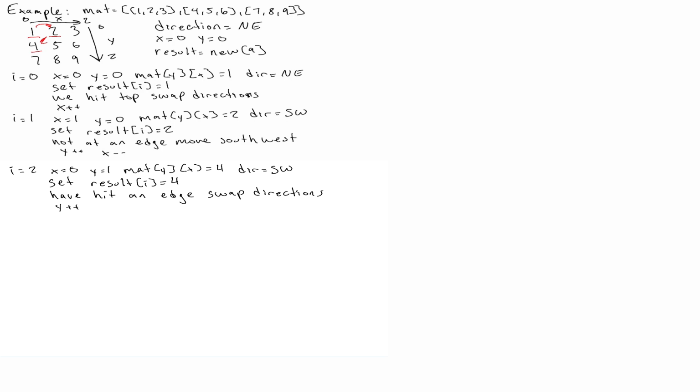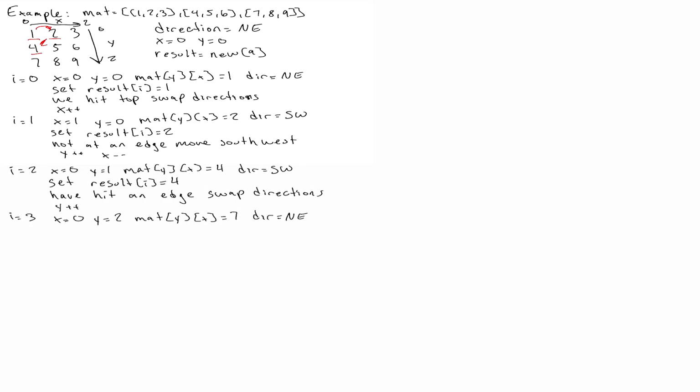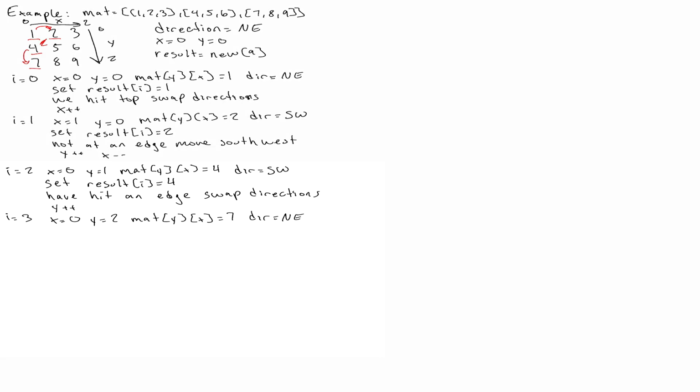Now we can go to i equal to 3, where x is still equal to 0, y will now equal 2, our mat of yx is equal to 7, and our direction is now northeast. Now we're in index 0, 2, so we have gone straight down from 4 down to 7, and since we're moving in the northeast direction, we're not hitting any edges, so we just want to set result of i equal to 7, and since we haven't hit an edge, we just want to continue in the northeast, which will mean saying y minus minus and x plus plus.